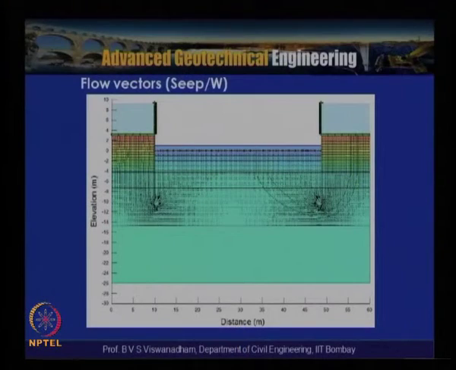These are the flow vectors obtained from SEEP/W, wherein you can see the trend of flow lines coming from this direction to this direction. In order to find the factor of safety against stability like piping, we consider a prism of soil having horizontal distance D by 2 and D depth of penetration, and then we see the factor of safety against the stability without and with the PCC plug.